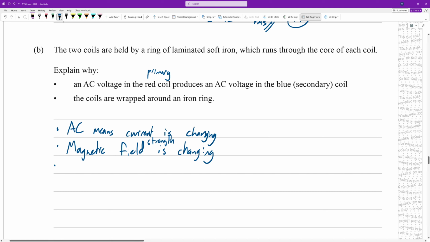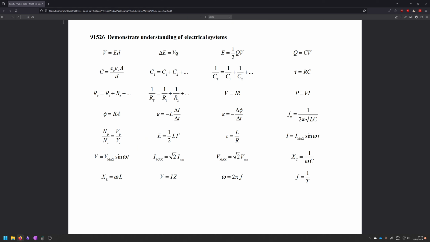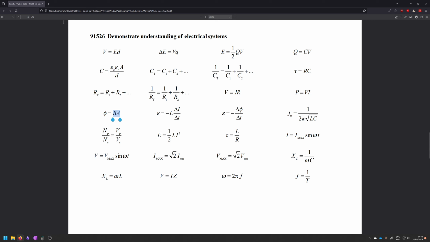What does that mean? This means that magnetic flux is changing. And so magnetic flux is a little bit different to field strength. So we can look at our formula sheet to recall. Phi, magnetic flux, does relate to the field strength, but also the area. In this case, the area is constant, but it's the field strength B that's changing, which results in the flux changing regardless.